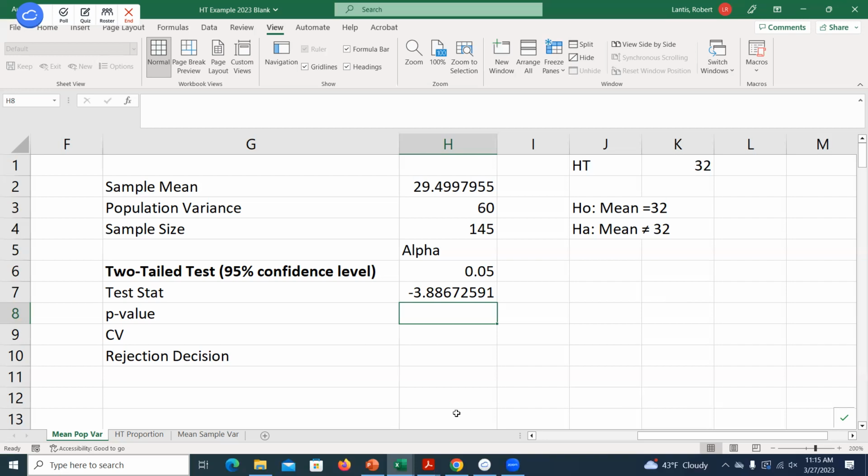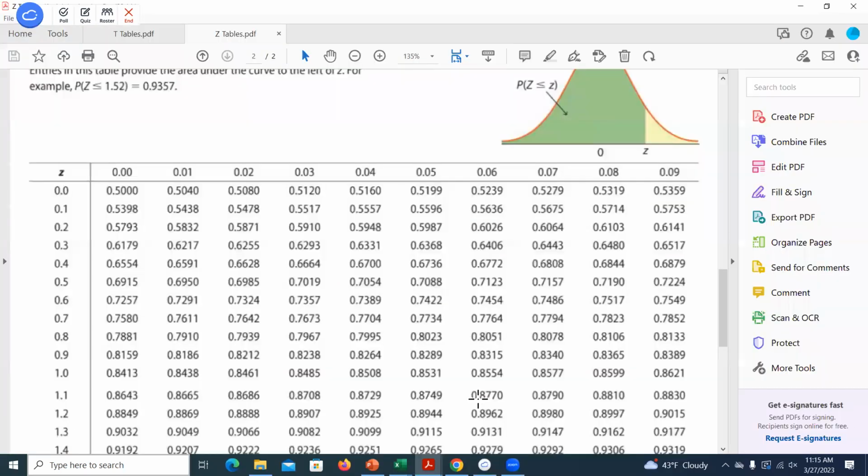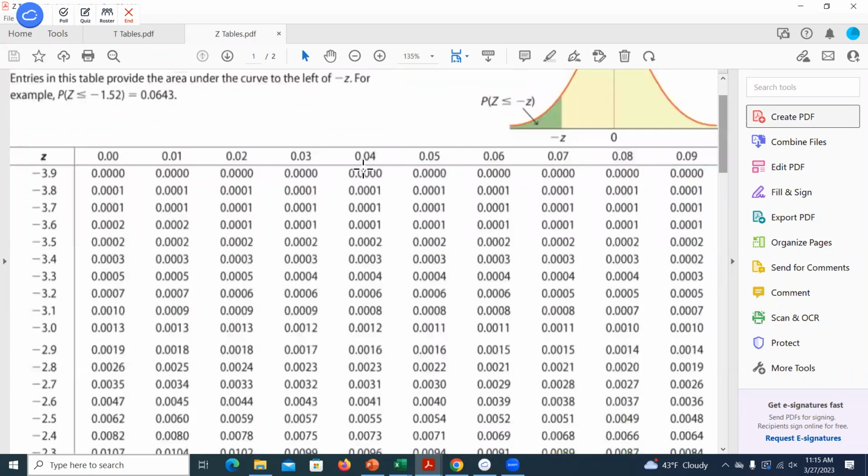Now, if I actually want to do this by hand, I'd go to my Z table. I've got my test statistic of negative 3.89, negative 3.8, 0.0001, right? So I can actually be even more precise. So 0.0001, multiply that by 2. I've actually got a p-value of 0.0002. That's still going to be less than my alphas, right? I knew it was pretty close to 0. And so it's going to be less than all my alphas. I can reject at every single confidence level. Any questions up to this point?